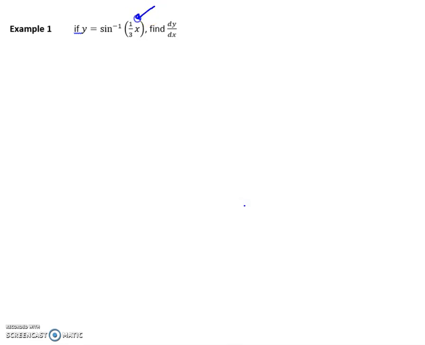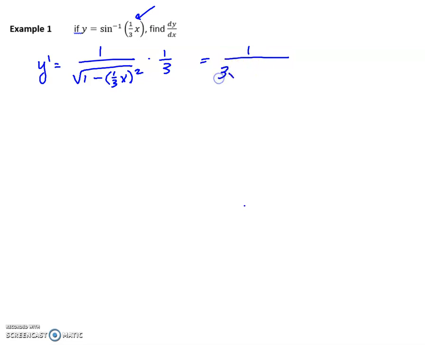Okay, first of all, I am going to need the chain rule here. So I'll start with my derivative, 1 over square root of 1 minus what's inside, squared, times the derivative of what's inside, 1/3. So to finish it, I would leave it as 1 over 3 root 1 minus, square the top, square the bottom. The top would be x squared, the bottom would be 9.